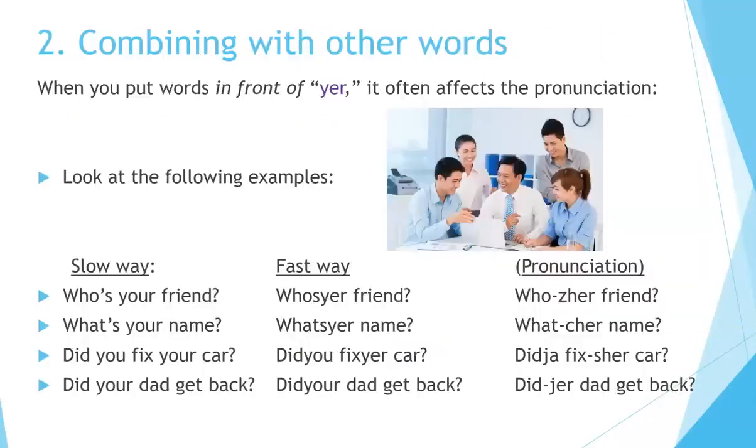2. Combining with other words. When you put words in front of your, it often affects the pronunciation. Look at the following examples. The slow way, who's your friend? The fast way, who's your friend? The pronunciation will be written in a different way to help you see the combination. Who's your friend? What's your name?